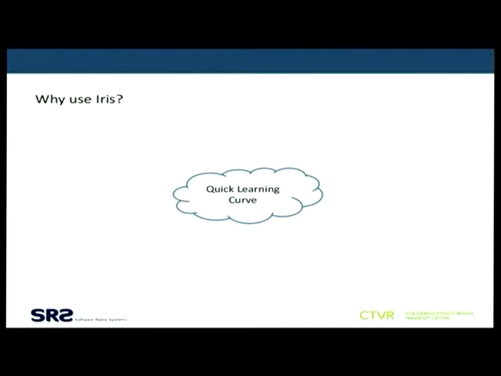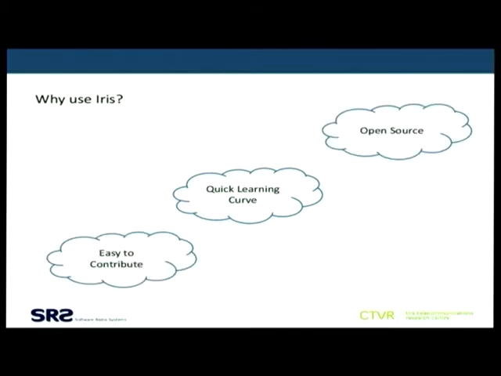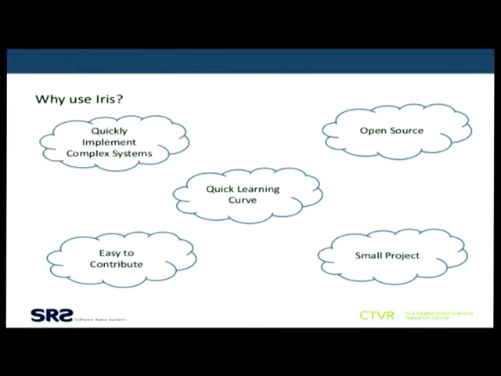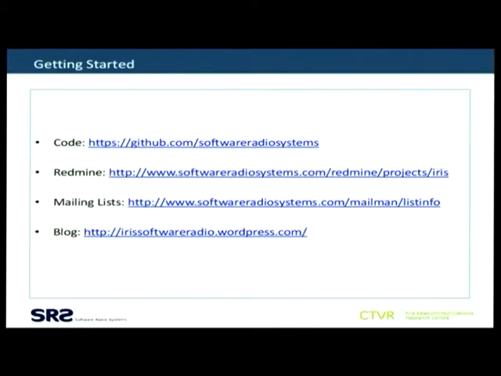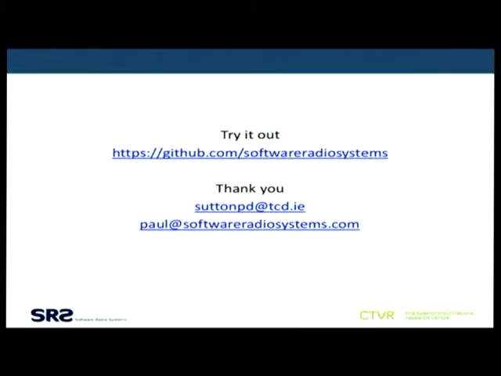So why use Iris? It's a fairly quick learning curve. It's open source, very easy to contribute to. It's still quite a small project, and it's very easy to quickly implement fairly complex systems. The code is on GitHub. We've got Redmine and mailing lists, and of course the blog, so feel free to check it out and let me know what you think. Yeah, so I'll finish there and I'll hand over to Andre. Thanks very much.